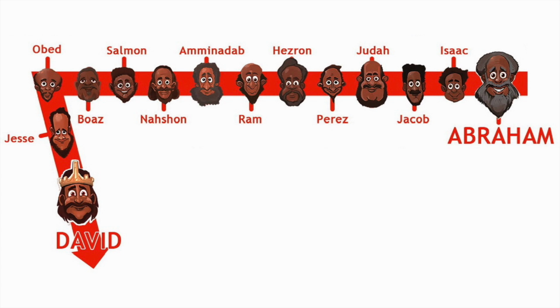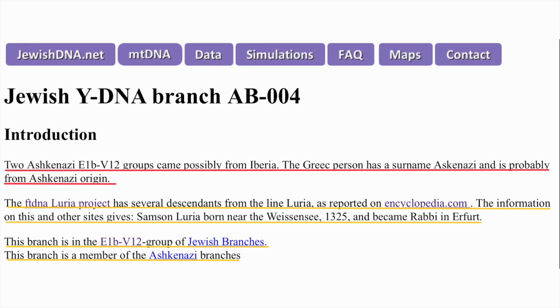Interestingly enough, we see that the Laura rabbinical family, which has one of the oldest family trees in the world, tracing their lineage back to King David, has E-V12. 2 Ashkenazi E1B-V12 groups came possibly from Iberia. The Greek person has a surname, Ashkenazi, and is probably of Ashkenazi origin.